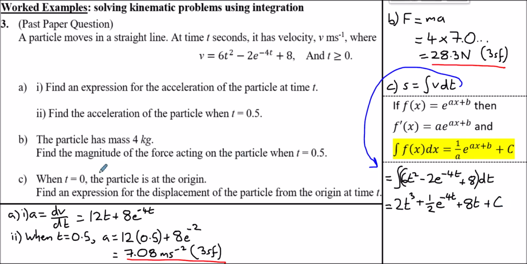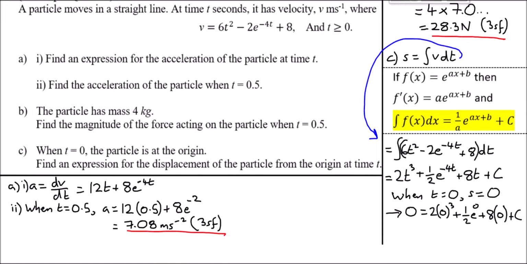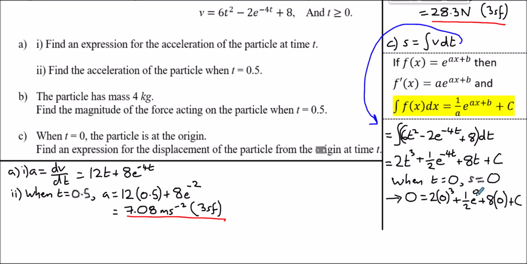We now have these initial conditions. We're told when t is 0 the particle is at the origin. So we can input that when t is equal to 0, s is equal to 0. So s, which is this expression here, 2 times 0 cubed, that's obviously going to be 0, then plus half e to the 0, because if t is 0 this becomes e to the 0, then plus 8 times 0, plus c. You can hopefully see that all these terms are equal to 0. However, e to the power 0, anything to the power 0, gives us 1. So half times 1 gives us half, plus c. Therefore c is equal to minus a half.